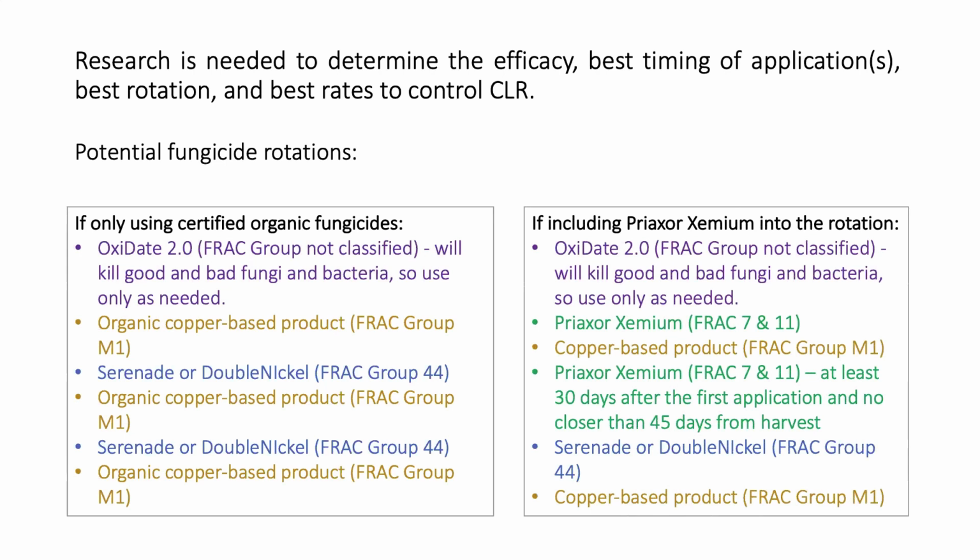If including Priaxor into the rotation, a farmer could spray Oxidate followed by the first application of Priaxor, then copper, a second application of Priaxor at least 30 days after the first application, and then Serenade and copper again. Priaxor cannot be sprayed within 45 days of harvest, and only 2 applications are allowed per 365 days.